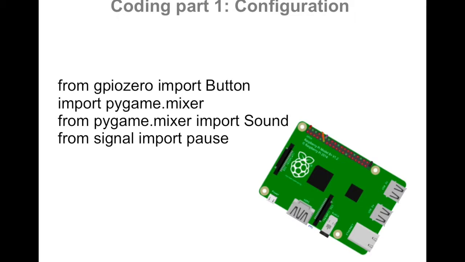So we start this project by importing some libraries. First of all, we import GPIO Zero, which is a library used for working with Python. And from that library, we import the Button class. We also import a library called Pygame. Notably, we import the mixer element. We also import the Sound class. And lastly, we import pause, which will enable us to stop the program from automatically closing.